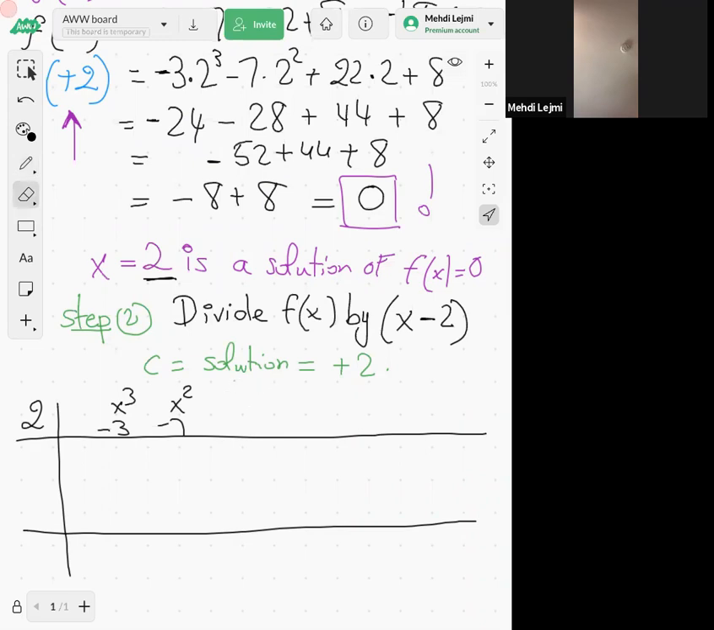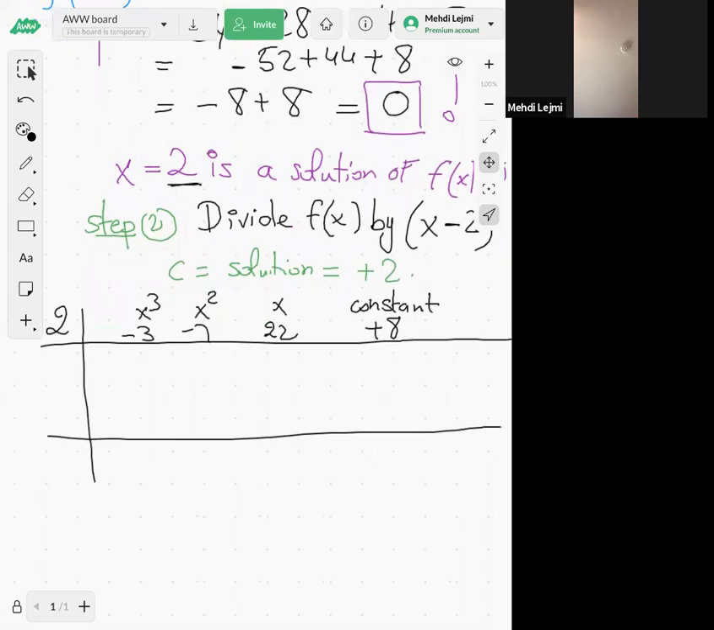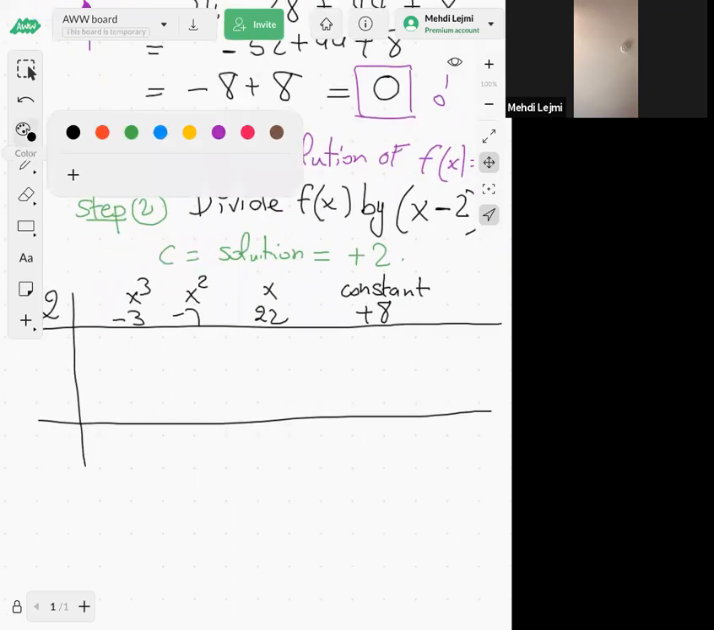So for the x, we have plus 22x, so here's plus 22. Then for the constant, we're going to have plus 8, right? So as usual, division of polynomials, bring down the first number. So this is negative 3 here, that would be negative 3 here, of course.